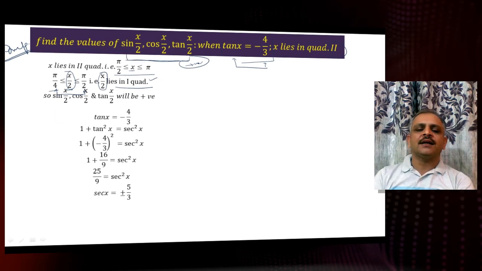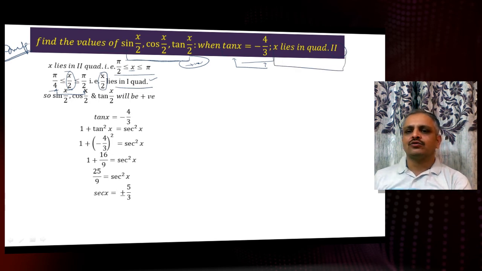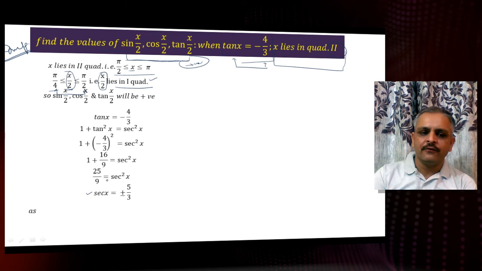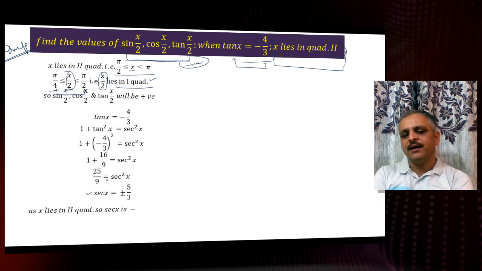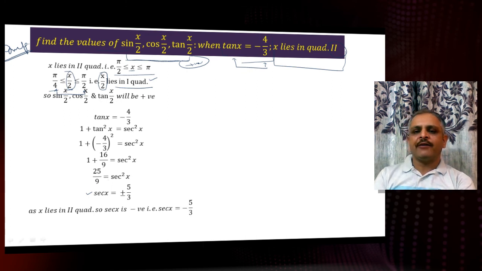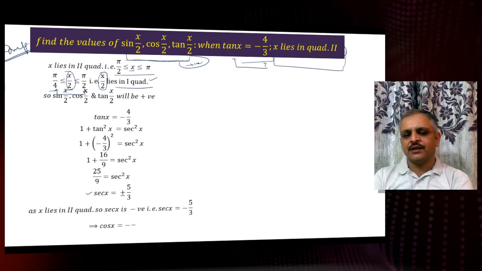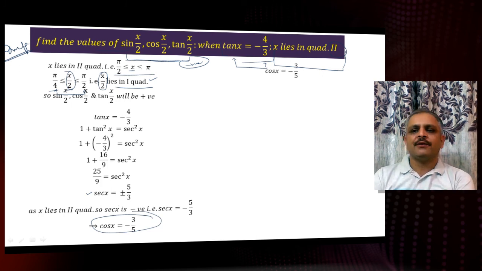And if secant x is plus minus 5 by 3, so where is x? x is in the second quadrant, and in the second quadrant secant will be negative. So secant x is equal to minus 5 by 3. And if I know secant, can I find cos? Yes, reciprocal of secant, that is minus 3 by 5. Now, as I promised, once we get the value of cos, we will apply the submultiple formulas. So cos x is minus 3 by 5, and we know that 2 cos square x by 2 minus 1 is equal to cos x.